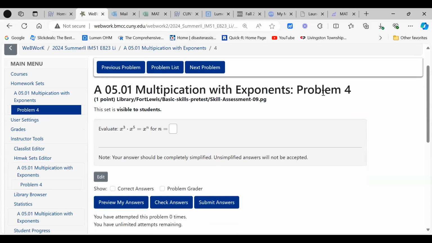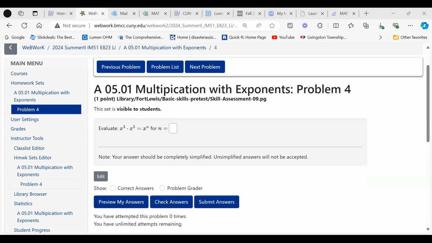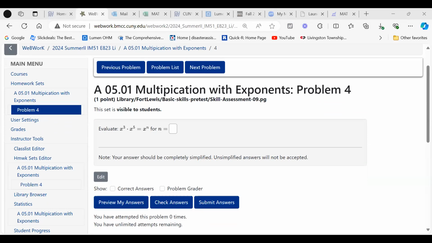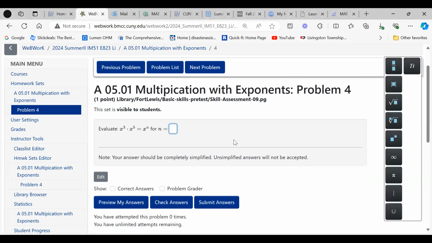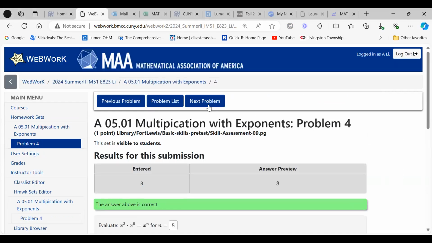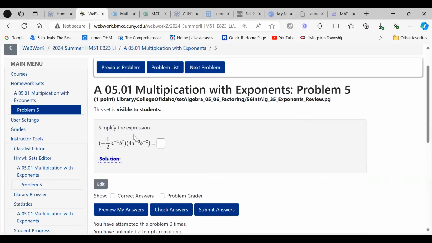And let's try the next problem. You get x cubed times x to the 5th equal to x to the 8, right? So here n should be equal to 8. This is very straightforward, so I'm just going to show the answer so we can move on to the next question. n equals 8, 3 plus 5 is 8. Next question. Okay, this one requires some tweaking, so you try this yourself.